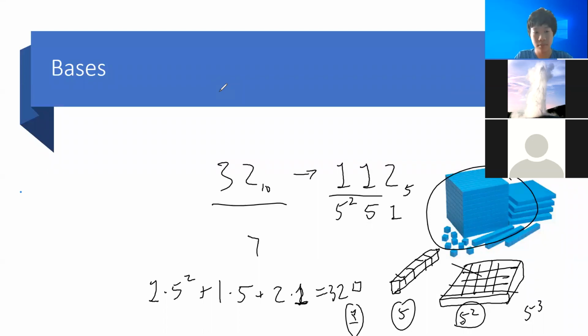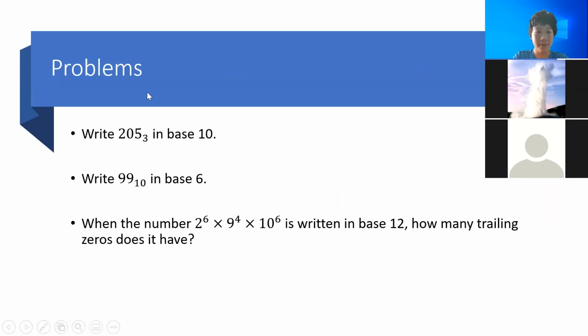What about base 16? Base 16? We're going to be using letters instead. Okay, we're going to have letters as digits. Like letter A is going to be 10, letter B is going to be 11, letter C is going to be 12, and so on. Right? I mean base 60. Base 60, we're never going to use that. That's too much, okay? So these are bases, and yeah, so let's do some problems here.